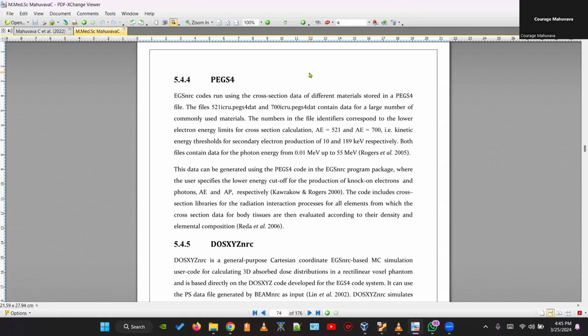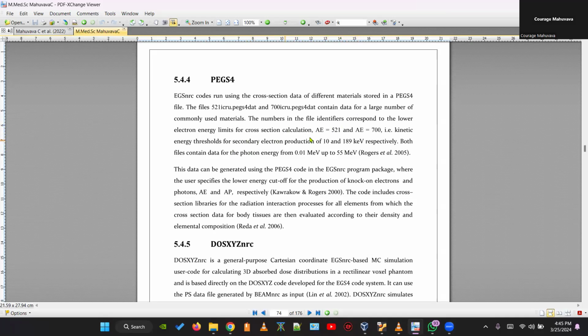So for example, let's say your photon is being simulated in water, right? So it will give you the density of water, the cross-sectional information on how dose is going to be deposited in water, right? Or the probabilities of a particular interaction occurring in water, all right? So this is the file you use.